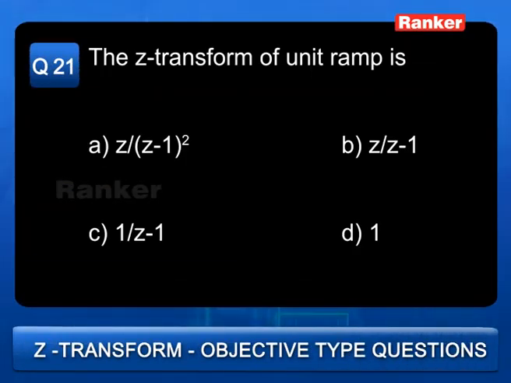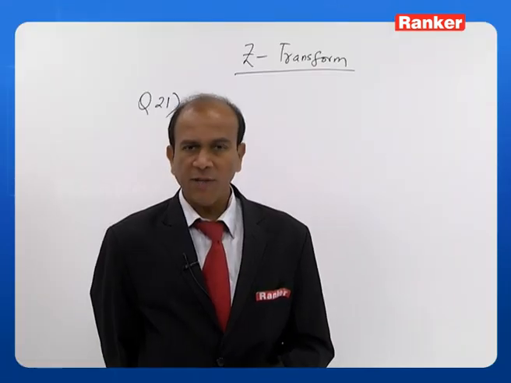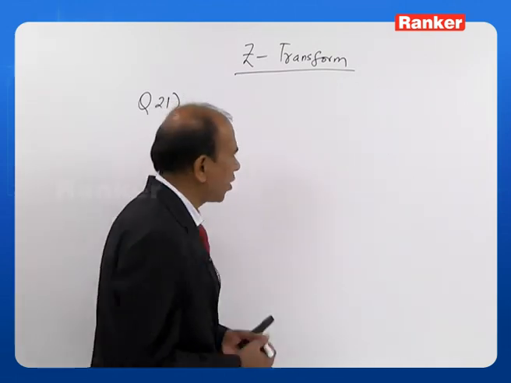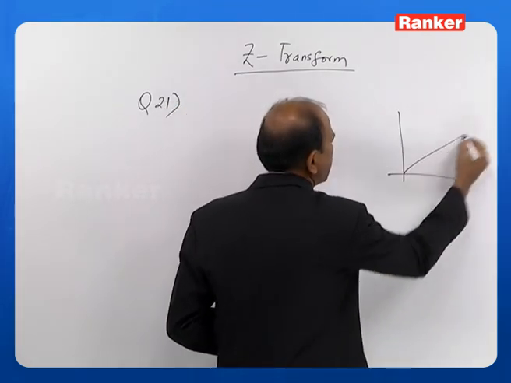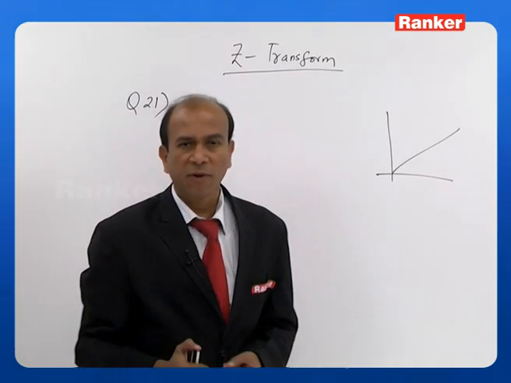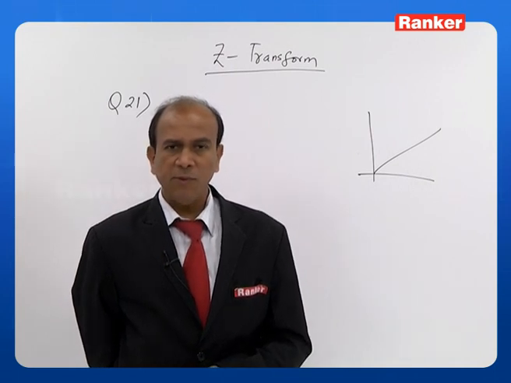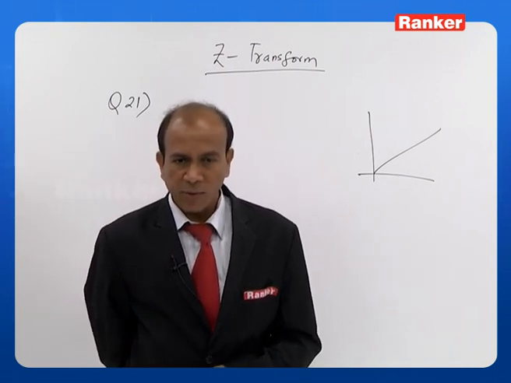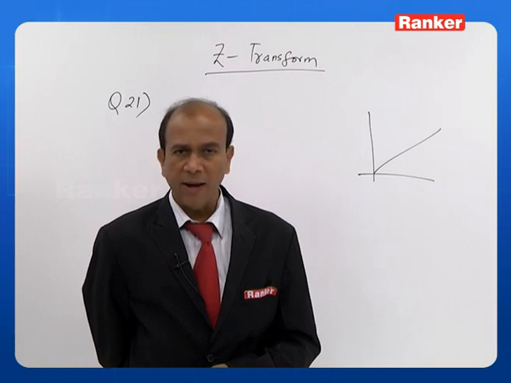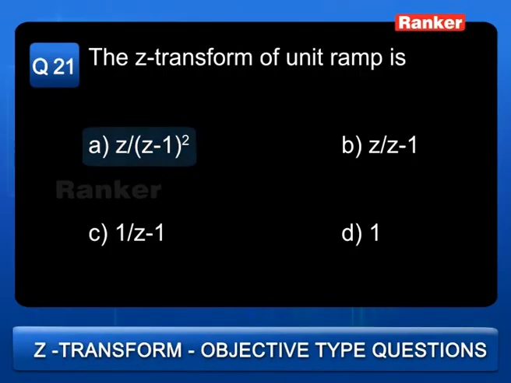Let us see question number 21. The Z transform of unit ramp is: A, z by z minus 1 whole square; choice B, z by z minus 1; choice C, 1 by z minus 1; and choice D, 1. So, unit ramp function, what is its Z transform? Unit ramp function looks like this, as you all know. We have to find out the Z transform of this type of function. The answer is A, that is z by z minus 1 whole square.